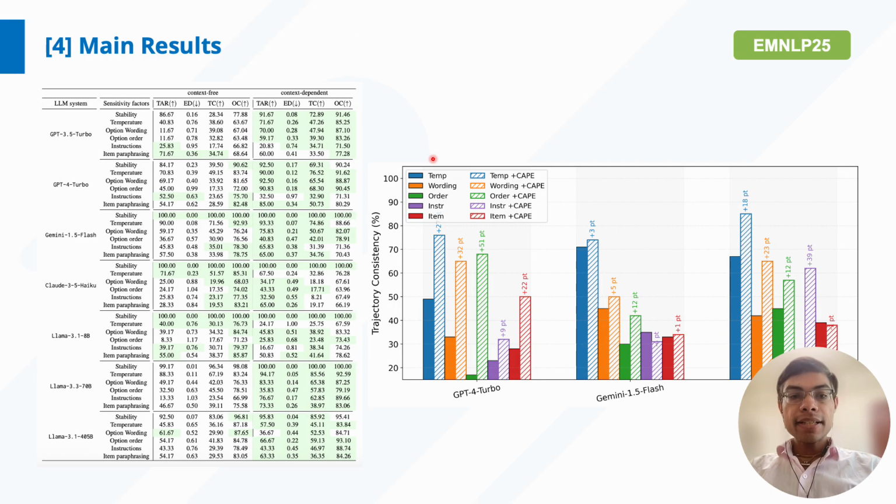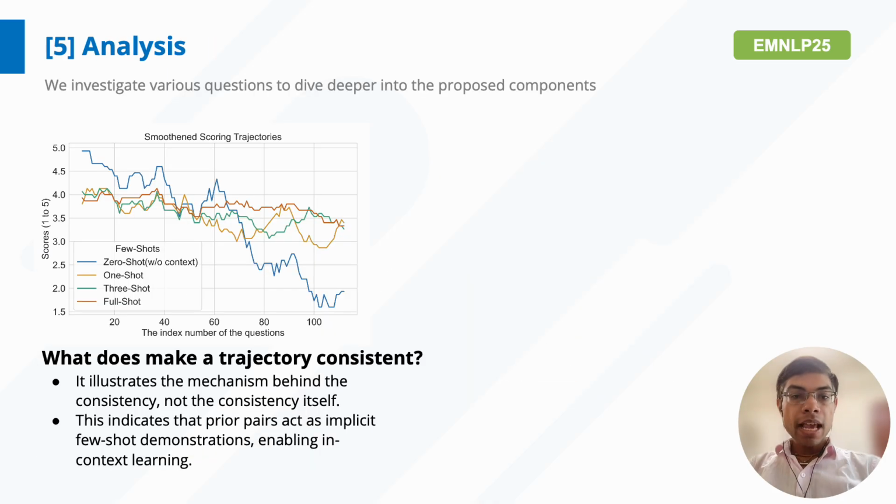Coming to the main results, we evaluate across 7 different LLMs, across 5 different inconsistency factors and 4 different metrics. Clearly, our proposed setting shows improved consistency. Just to highlight the gains, we show here for 3 different models, where the improvements by our setting, shown with the light color, are significant. Here we perform in-depth analysis to answer questions like what makes a trajectory consistent, and our results suggest prior answers act as implicit future demonstrations, enabling in-context learning.